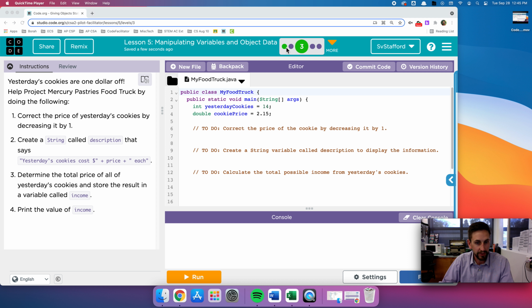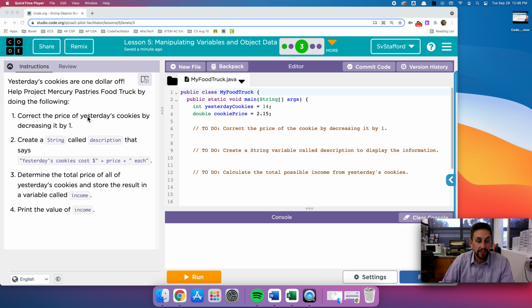The first level, you had an activity guide that you would work along with and answer questions on it. But with level number 3, it says that yesterday's cookies are $1 off, and help Project Mercury Pastry Food Truck by doing the following. Number 1, it says correct the price of yesterday's cookies by decreasing it by 1.